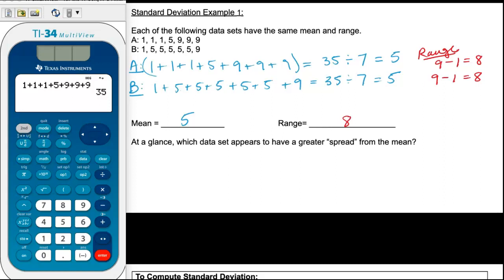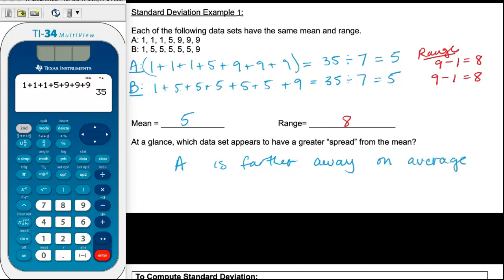So this is a situation where the mean and the range don't tell us anything about these data sets if we want to compare them with each other. We can see that they're different, but the mean and the range don't show that because their mean and range are the same. But at a glance, which data set appears to have a greater spread from the mean? If we're looking at the data, which one seems to be more spread out from a mean of 5? I would say data set A. A is farther away on average.